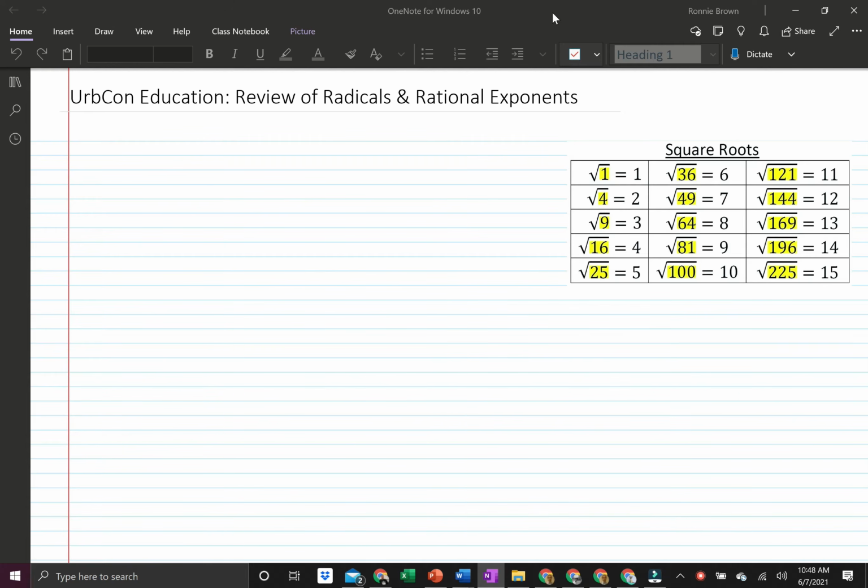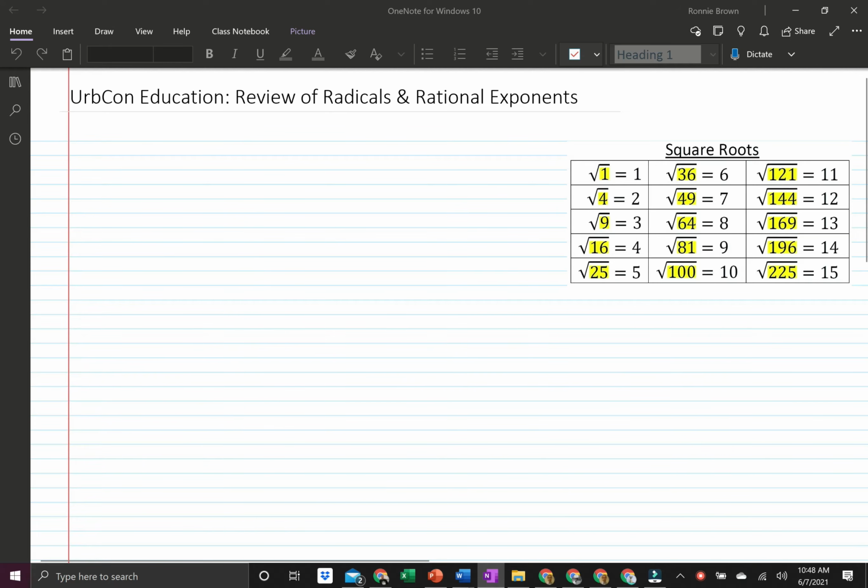All right, let's begin our review of radicals and also rational exponents. On the right hand side of the screen, you'll see a list of square roots. These are perfect square roots, and the answer to the right of them. We're going to refer back to these.